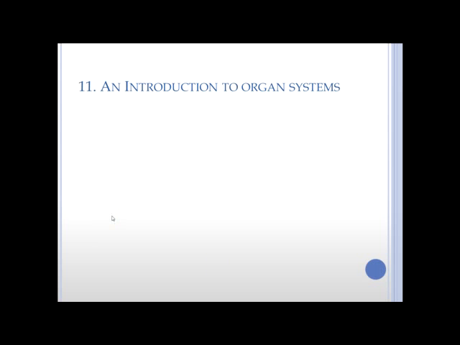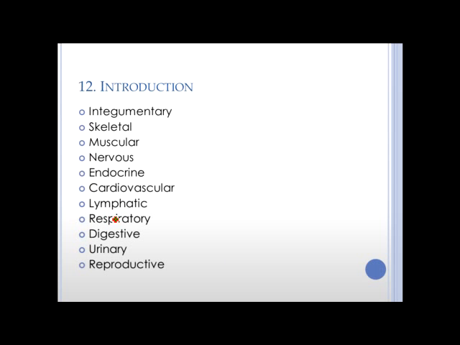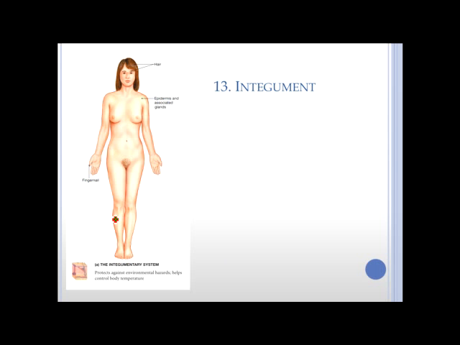Introduction to organ systems. Those are the overall organ systems that we just looked at in the last slide. Integumentary, skeletal, muscular, nervous, endocrine, cardiovascular, lymphatic, respiratory, digestive, urinary, and reproductive. The integument system, pretty much the skin and all the associated glands, fingernails, hair, the actual skin covering that would protect the body against environmental hazards. We'll talk about that. And I think chapter 3 or 4.